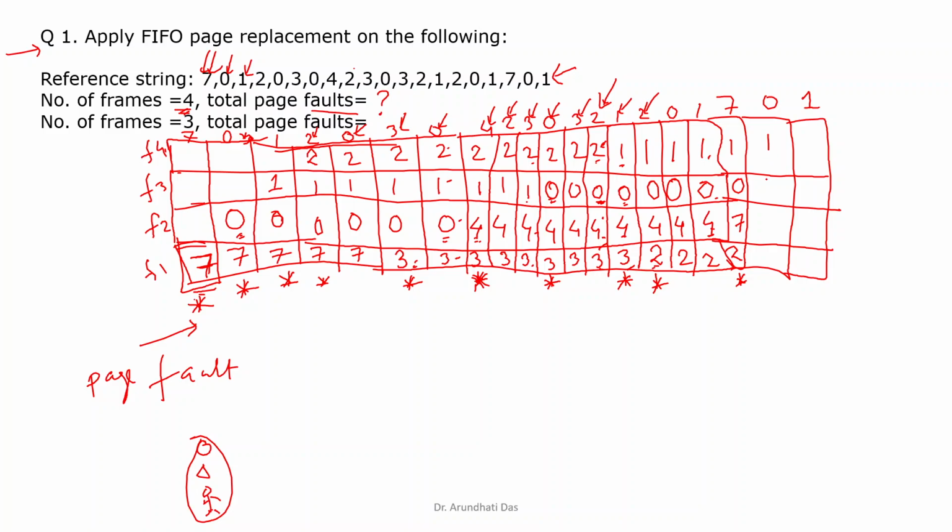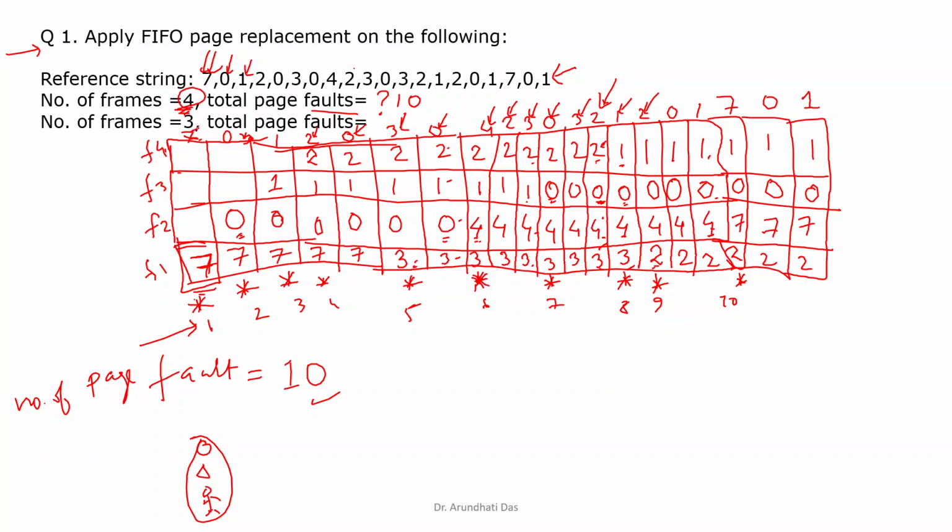0, again 0, no page fault. 1, 0, 7, 2, 1 is also there, no page fault. 7, 2. So I will now count the stars, how many page faults are there. The number of page faults will be 1, 2, 3, 4, 5, 6, 7, 8, 9, 10. So total 10 page faults are there. Okay, so this is the answer. These 10 page faults are there when your number of frames is 4.